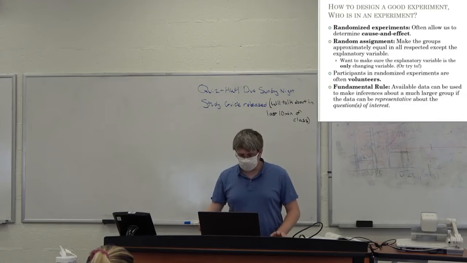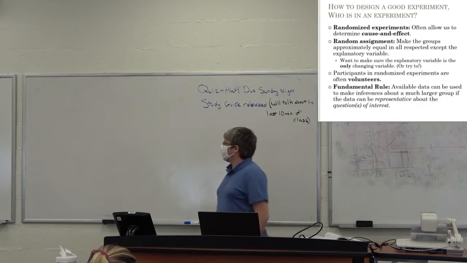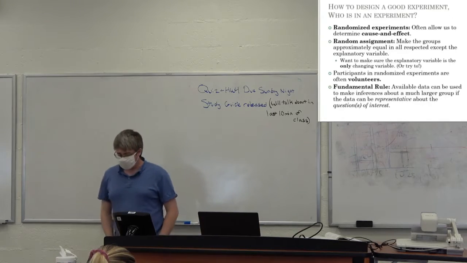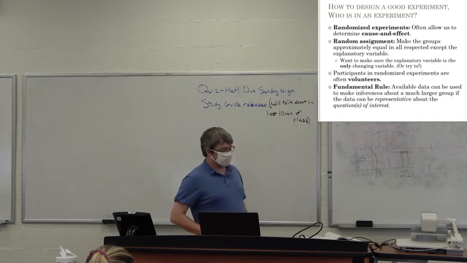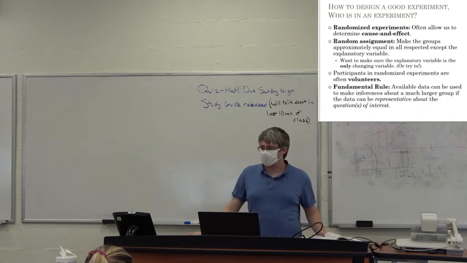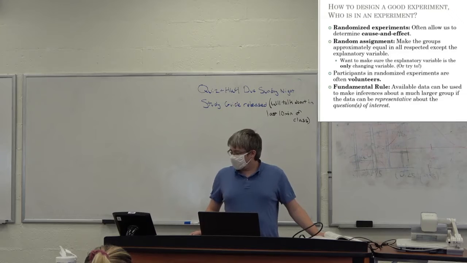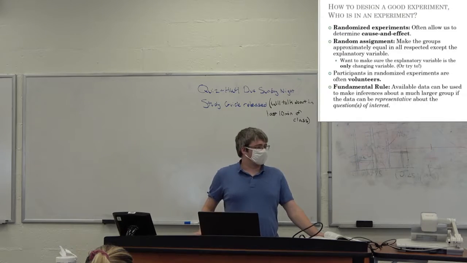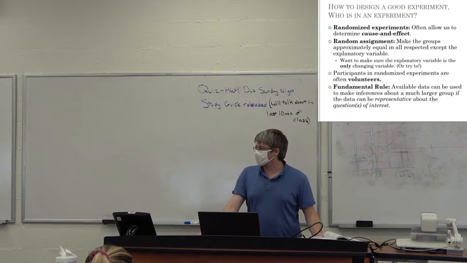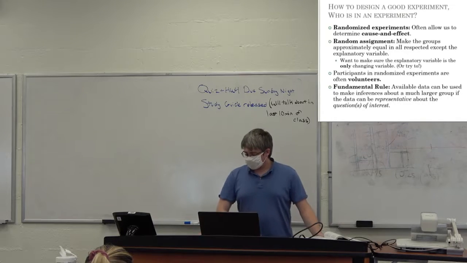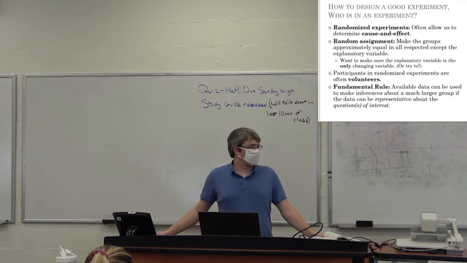All right. So what we talked about last time was lurking, confounding variables, explanatory variables, response. And we talked a little bit about how to design a good experiment and some randomization. Does anybody have any questions from last class that they'd like to ask now?